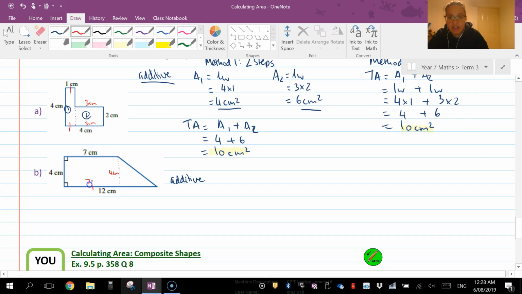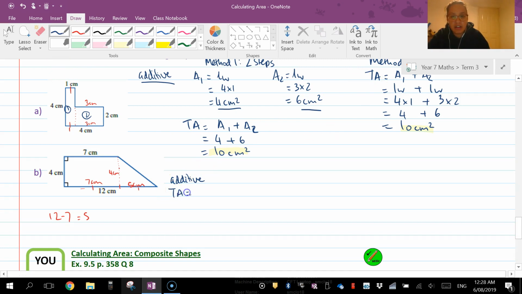This is 7. Which means that if this is 7 up to this point, the difference is 12 minus 7. So that would be 12 minus 7 equals 5 centimeters. So this is 5 centimeters. I now have all the information for calculating area. So I'm going to do additive, and I'm going to use the conglomerate method.